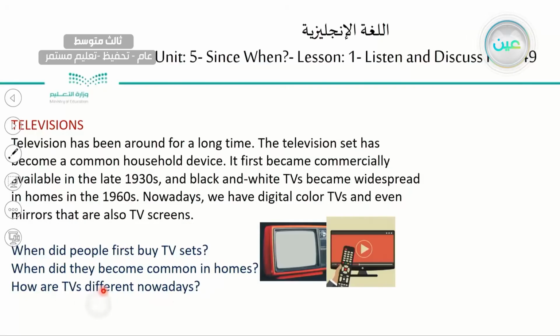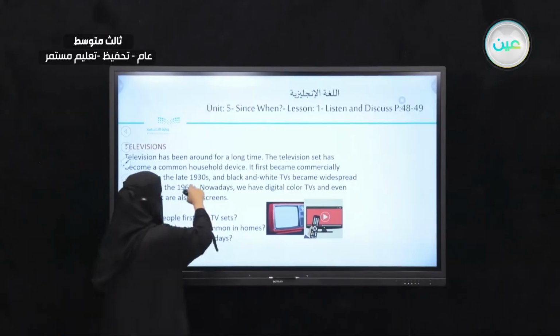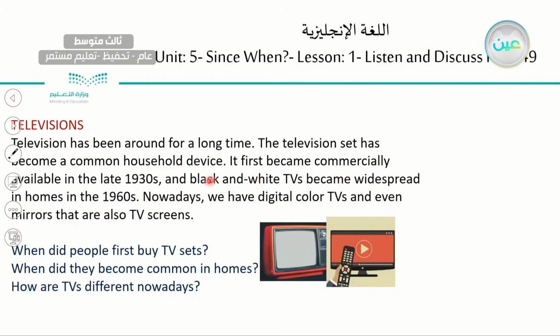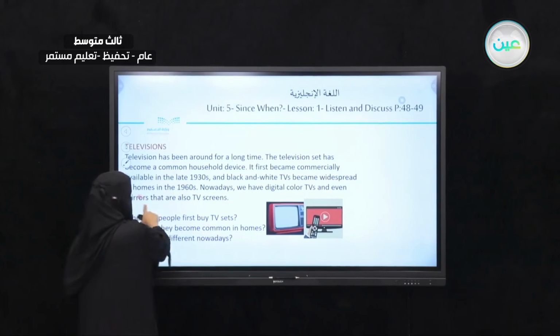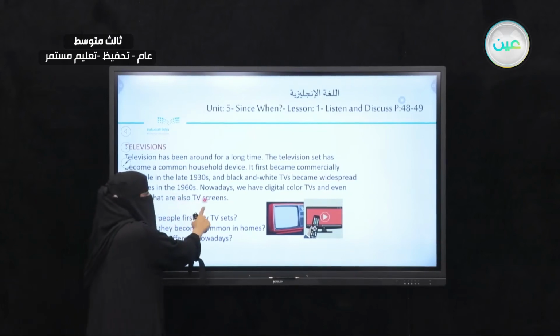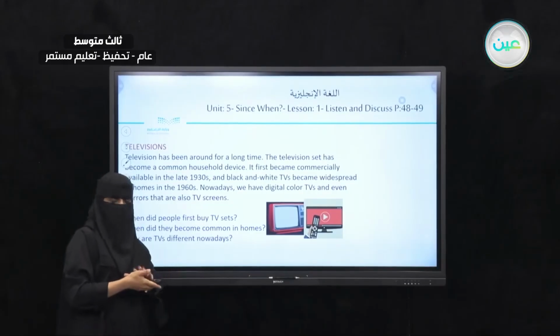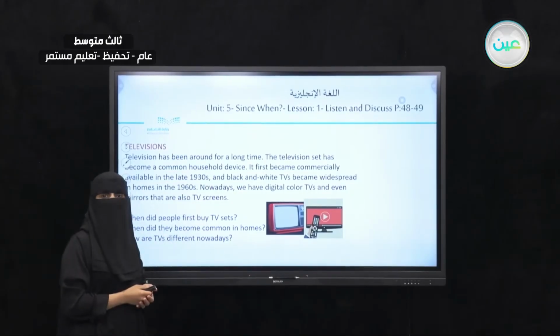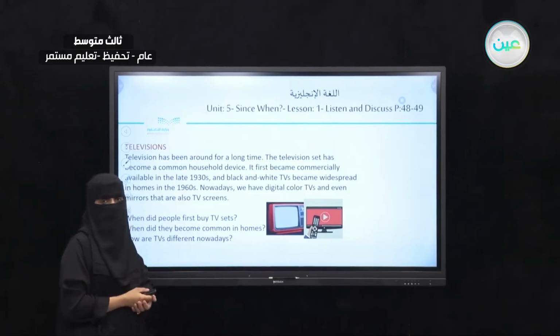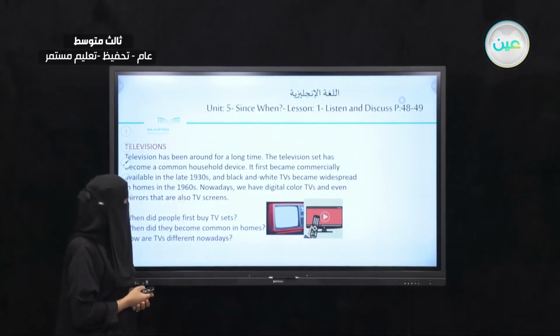How is TV different nowadays? Do you think the old TV is similar to the new TV, or they are different? They are different. They mentioned that the old ones are in black and white, yes? And now we have digital colored TV, okay? And you can use many features like mirrors that are also TV screens. So you can mirror anything on your phone, and you can show it and present it on TV, and you can watch it with your friends and family.